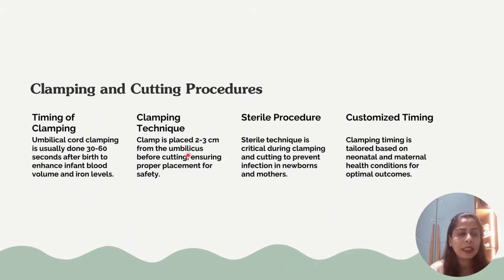Clamping technique. The clamp is placed 2 to 3 centimeters from the umbilicus before cutting, ensuring proper placement for safety. Safety comes first. Doctors use a sterile, perfectly clean technique to place a clamp about 2 to 3 centimeters from the baby's belly before cutting to prevent any infections. And these sterile techniques are critical during the clamping to prevent infections of the newborn and also the mother. Customized timing. Clamping timing is tailored based on neonatal and maternal health conditions for optimal outcomes.